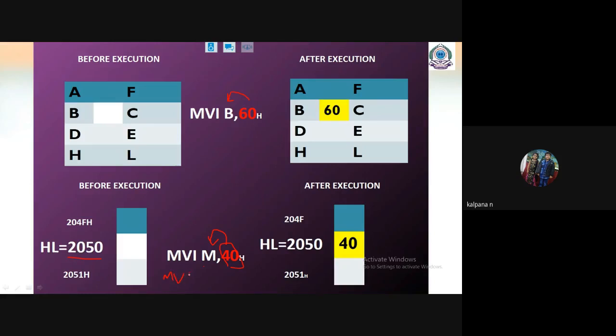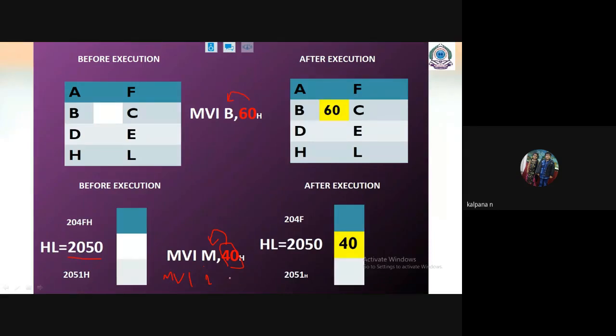MVI 2050 comma 40H. Like that we will write in the instruction. Means after execution of that instruction, our processor will understand that the processor has to move 40 into the M, means the 2050 address location.